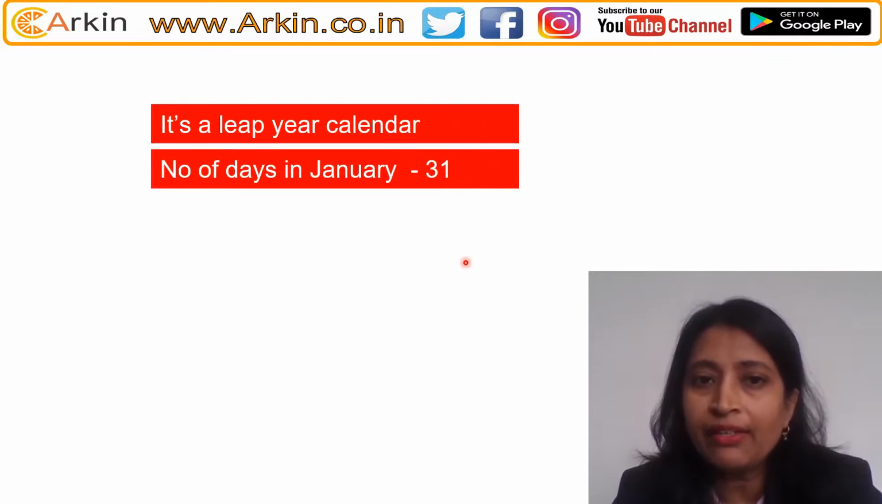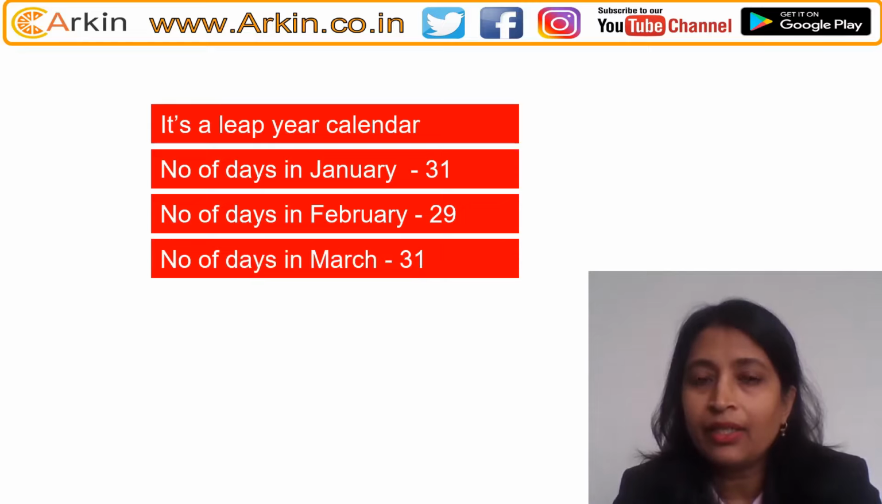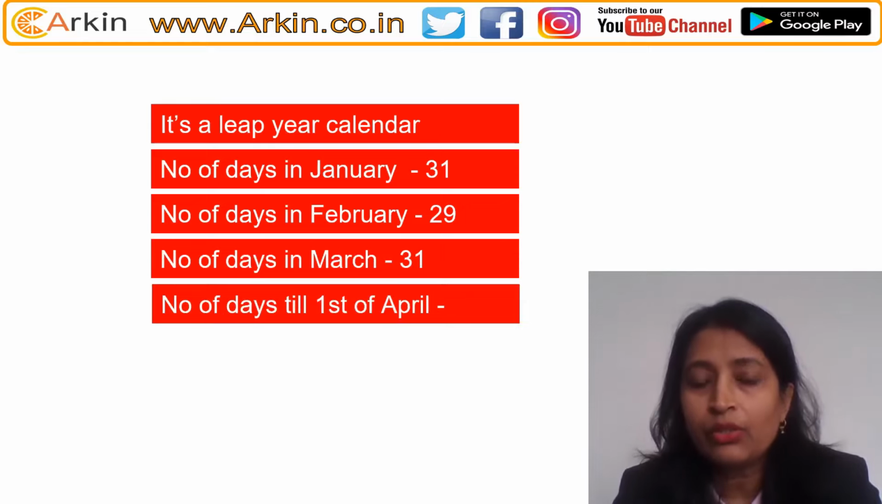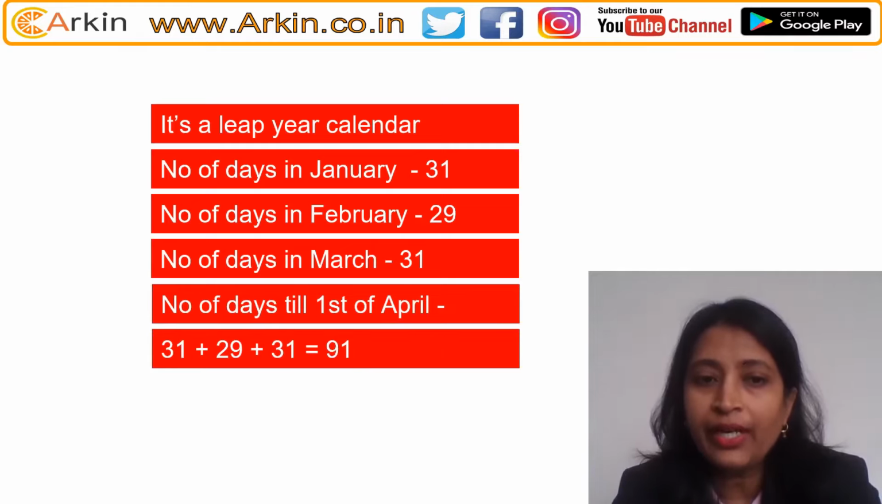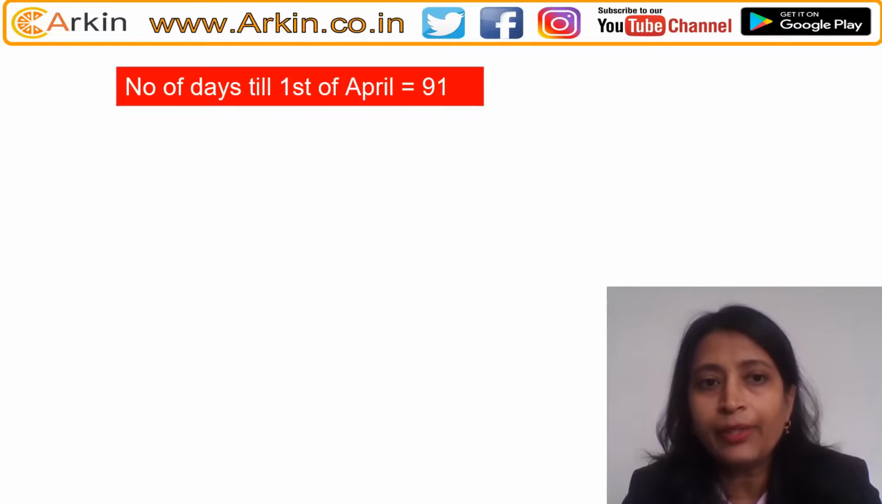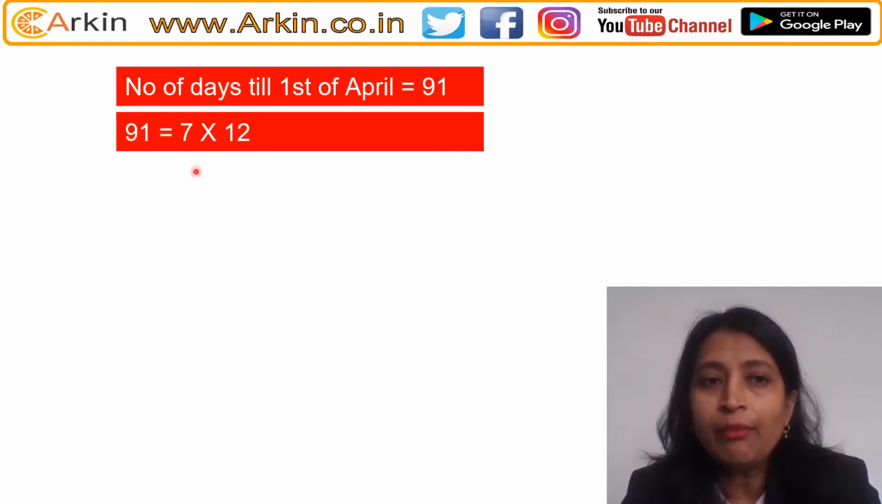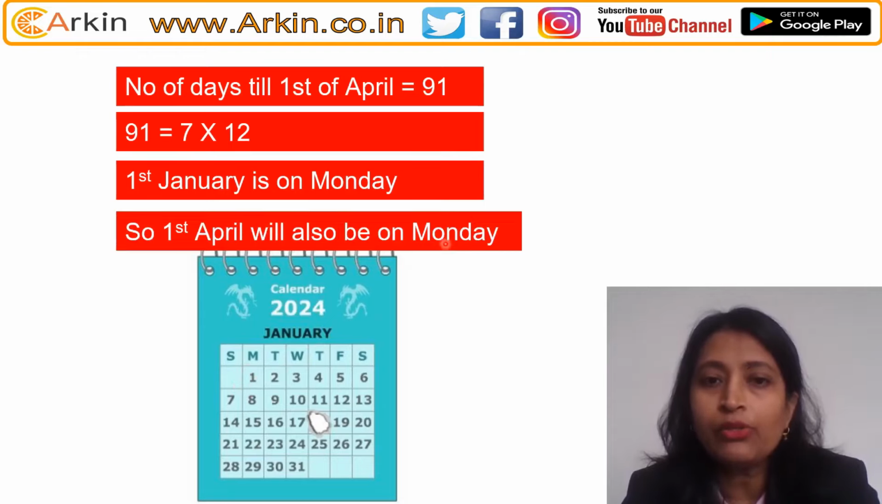Now, the number of days in January is 31, right? We all know that. Because it is a leap year, the number of days in February will be 29. The number of days in March will be 31. So the number of days till 1st of April will be 31 plus 29 plus 31, that is 91, right? We counted that. And now 91 is a multiple of 7. What does it mean? 91 is equal to 7 into 13. So if 1st January is on Monday as given in the calendar, 1st of April will also be on Monday.